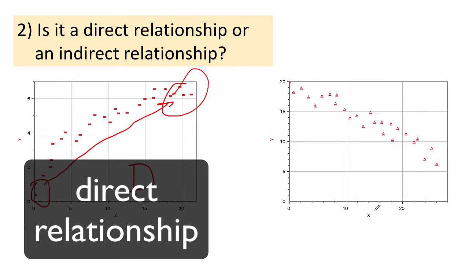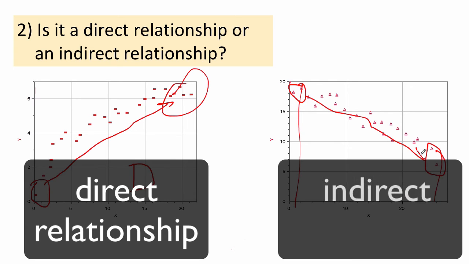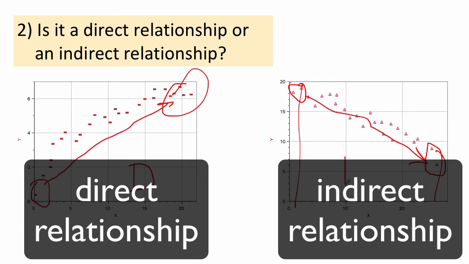Over here, we see that as x gets bigger, here's small x, and here's big x, y gets smaller. We have a downward trend. This is called an indirect relationship. Any kind of downward trend where bigger x makes for smaller y, that's an indirect relationship. And this one is a direct relationship.